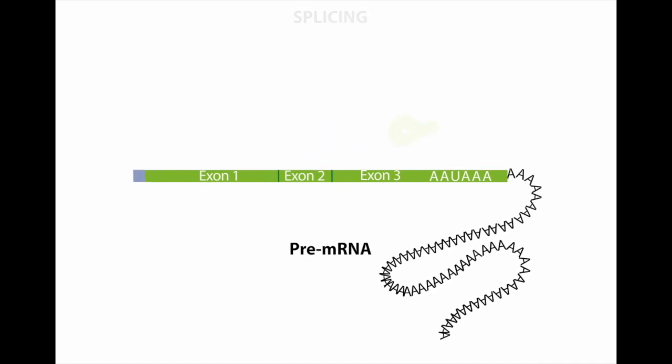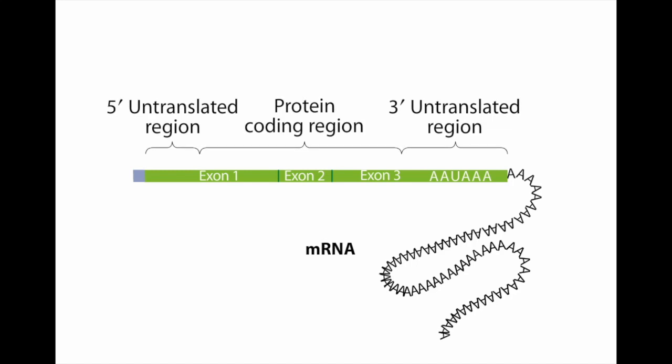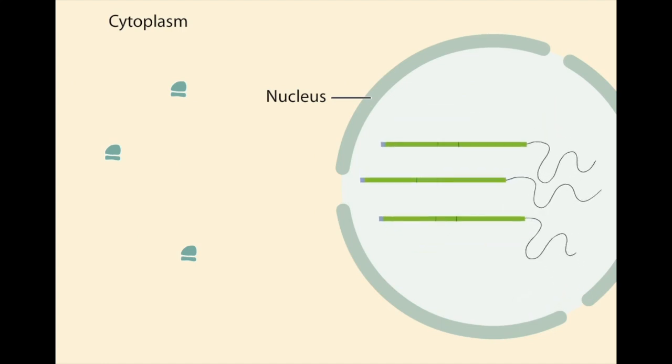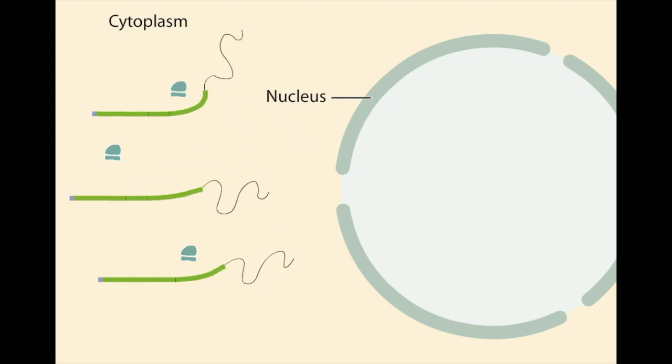The mature processed transcript is now called messenger RNA or mRNA and contains the 5' untranslated region, the protein coding region, and the 3' untranslated region. The mature and correctly processed mRNA is transported out of the nucleus and into the cytoplasm, where translation by a ribosome can take place.